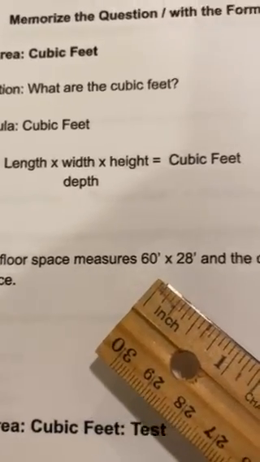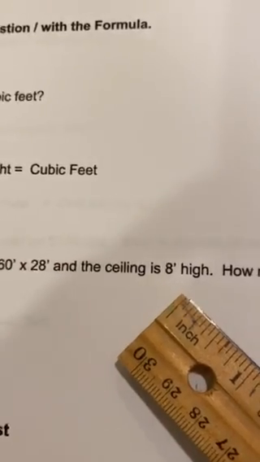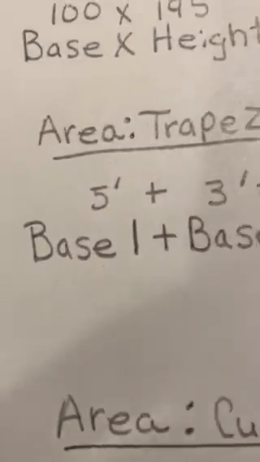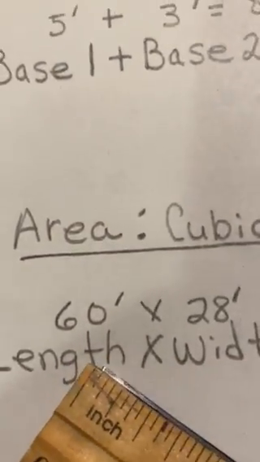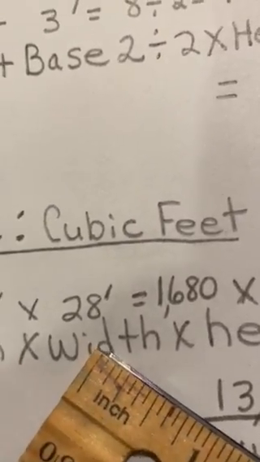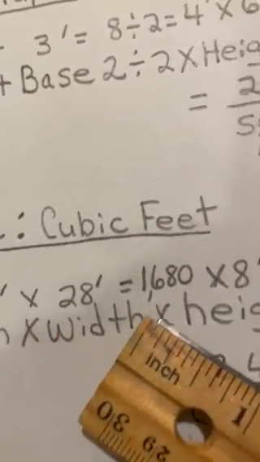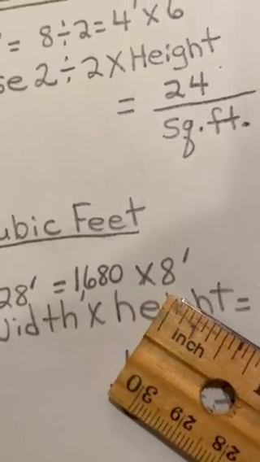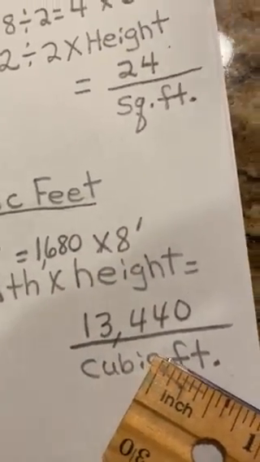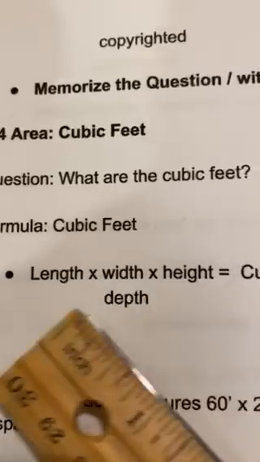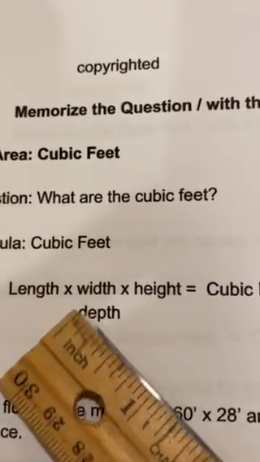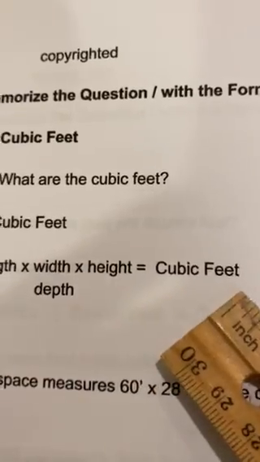The floor space measures 60 feet by 28 and the ceiling is 8 feet high. How many cubic feet of airspace is there? And let's go to the problem. We know that the length is 60 feet and the width is 28. 60 times 28 equals 1,680, and the height is 8, so 1,680 times 8 gives you 13,440 cubic feet. Now you must know this formula for cubic feet: length times width, or it could be depth, times height equals cubic feet.